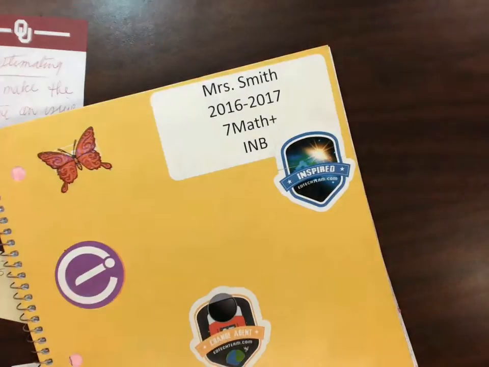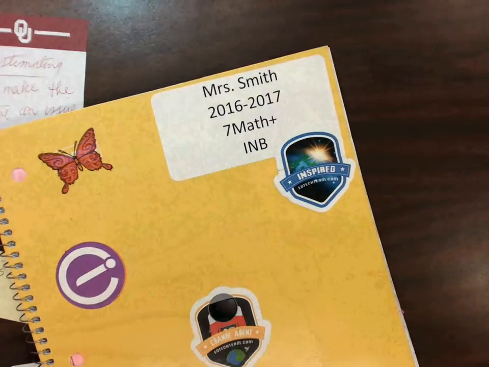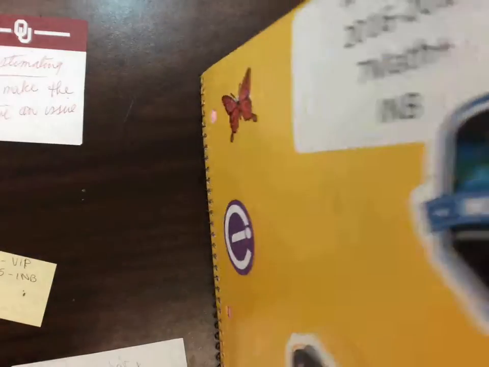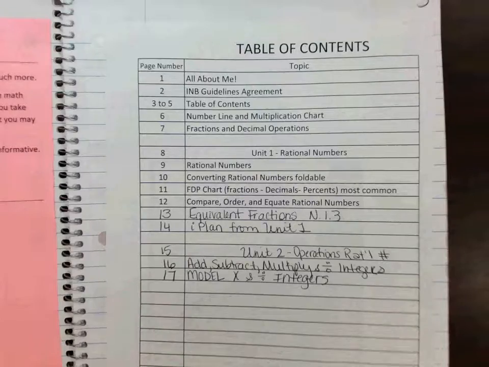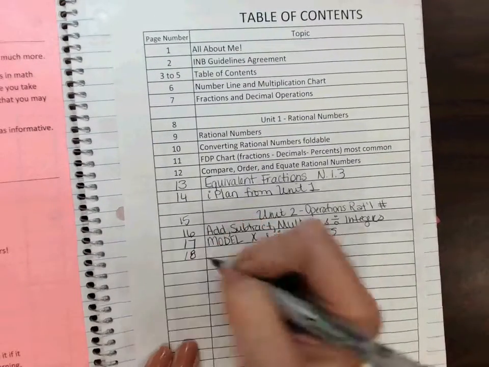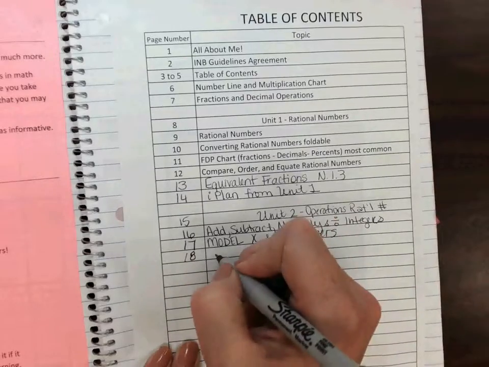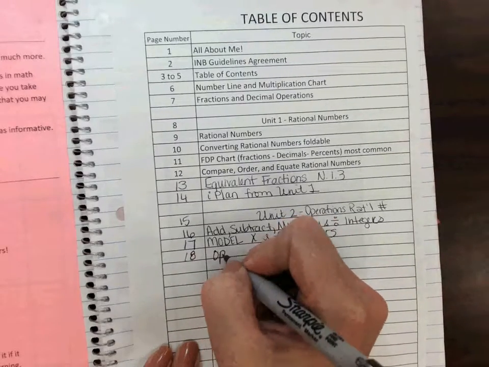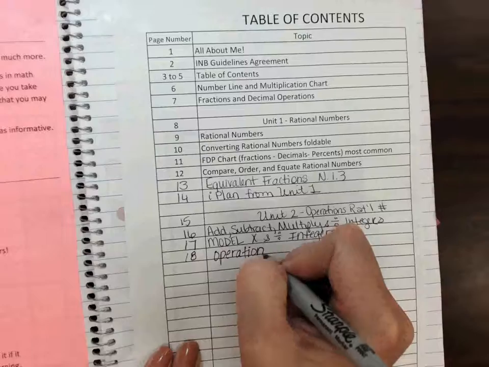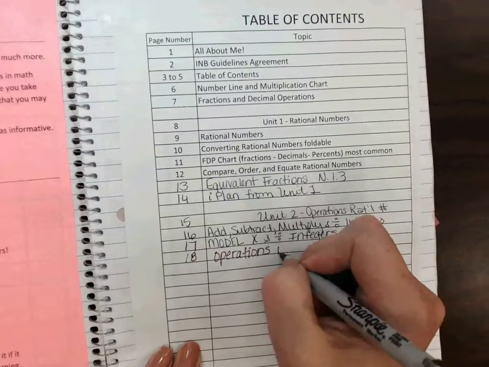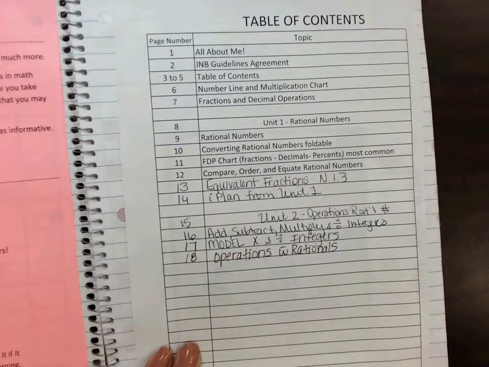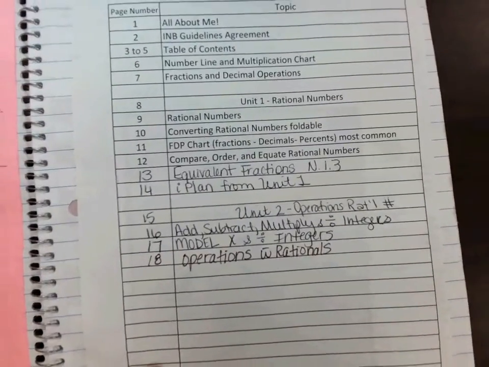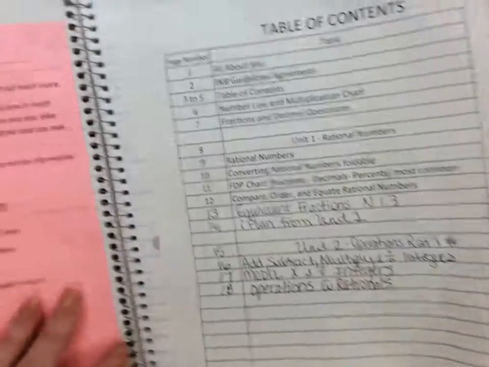I almost feel a little bit guilty because we've been doing so many videos lately, but this one is going to be very, very important. In our table of contents, we're going to add a new page. So turn to your table of contents, and I'm adding page 18. And page 18 is operations. Remember, operations means add, subtract, multiply, and divide, and we're doing them with rationals. So pause the video here and make sure you get that. Operations with rationals, page 18.